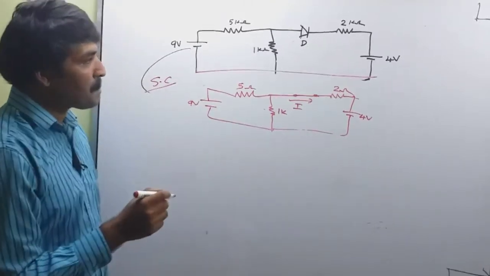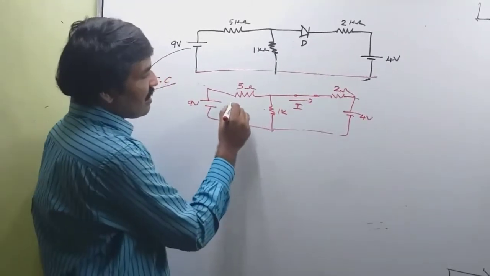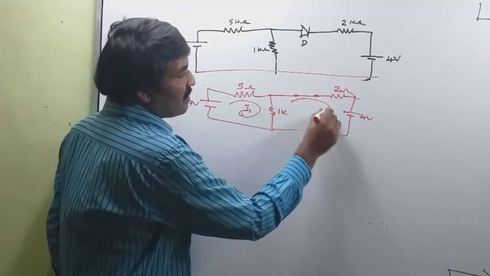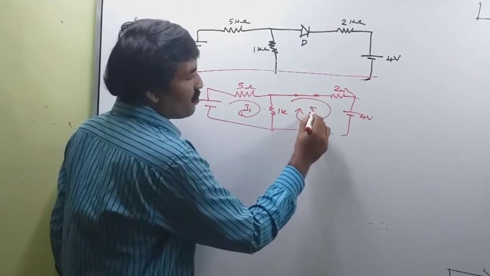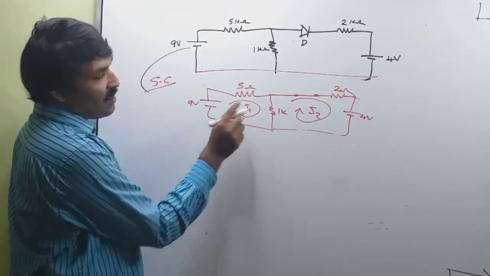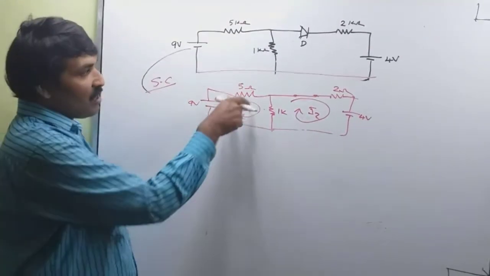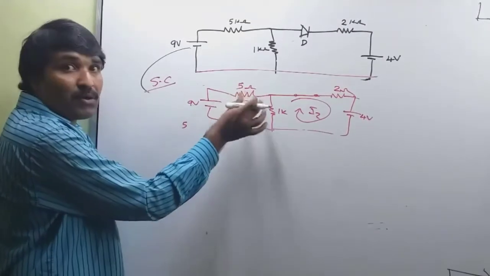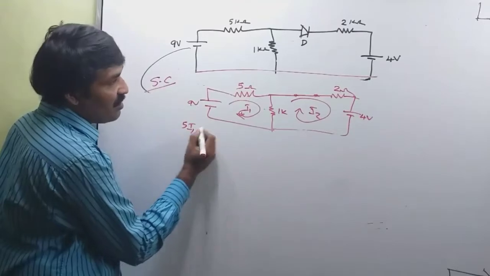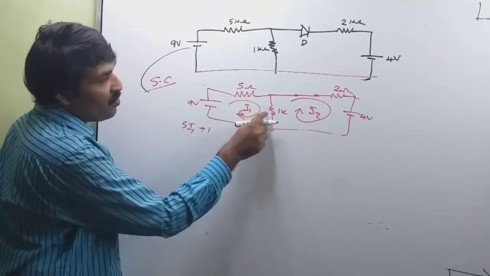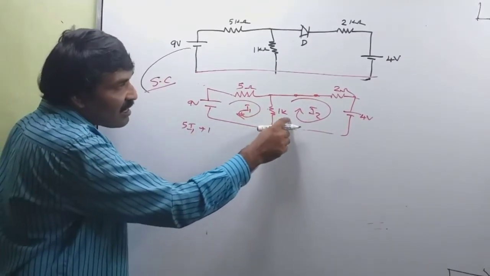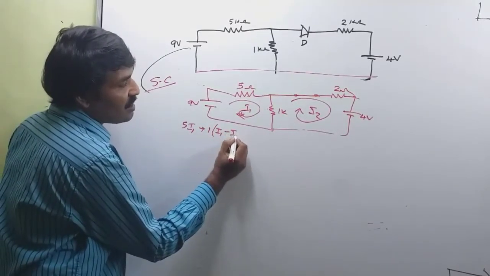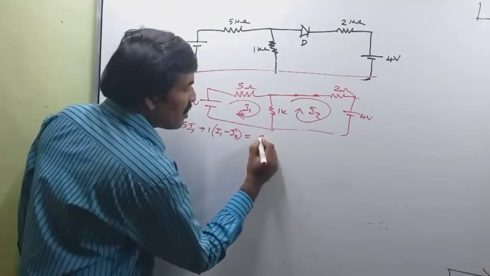Now let this current be I1. The mesh current is I2 and this loop current is I1. Now I am using Kirchhoff's voltage law. That will become 5 into the voltage drop across this element, that is 5I1, plus 1 into the current. This current is downwards and this current is upward. That is 1 into (I1 minus I2) is equal to 9 volt.